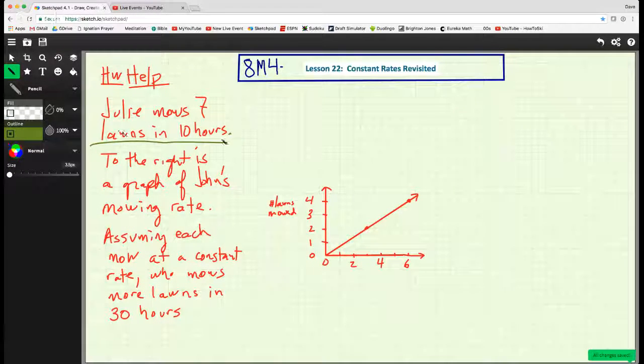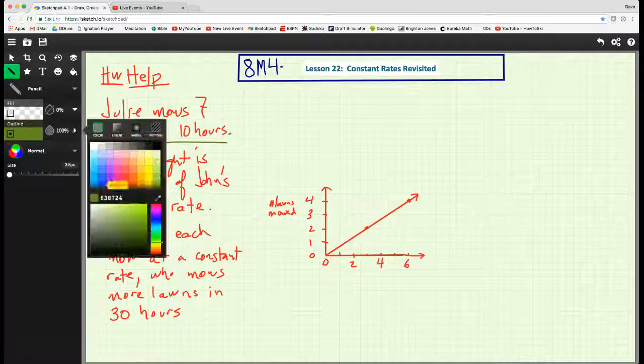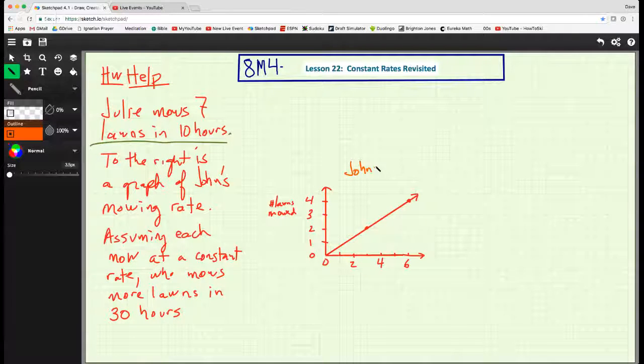Julie mows 7 lawns in 10 hours. And here is a graph of John's mowing rate. So this is John. Let's just call this John's mowing rate. John's lawns mowed. Well, there's a couple ways to do this one, and let's do it both ways. So we know that Julie mows 7 lawns in 10 hours, so we know that her rate is 7 lawns in 10 hours.